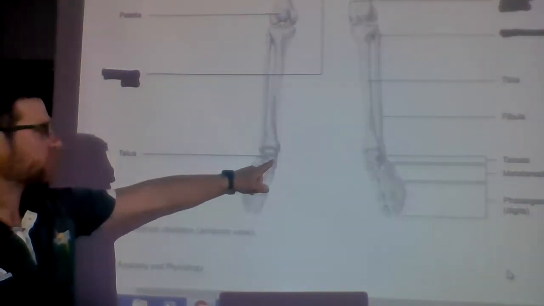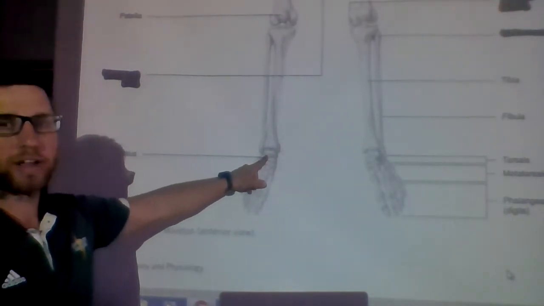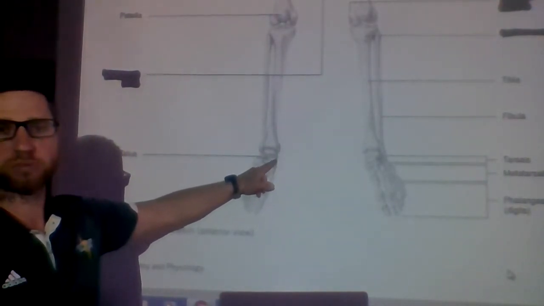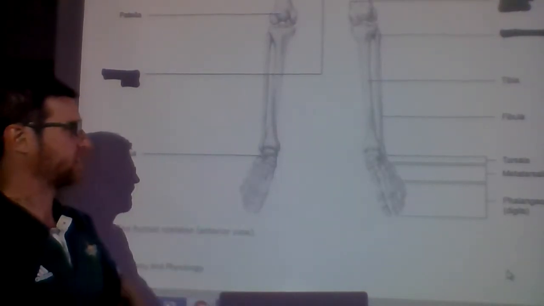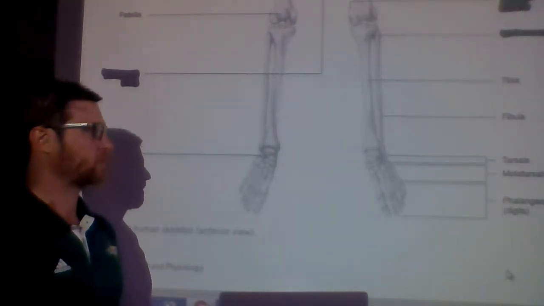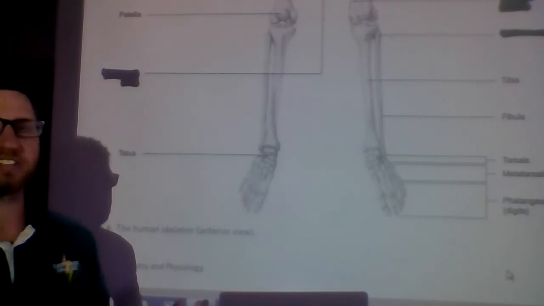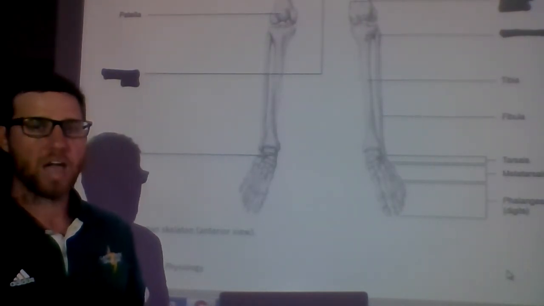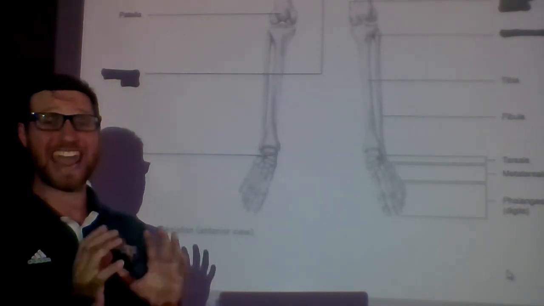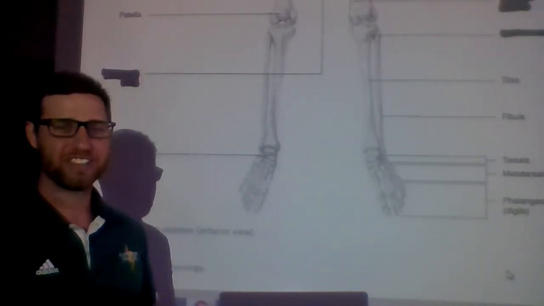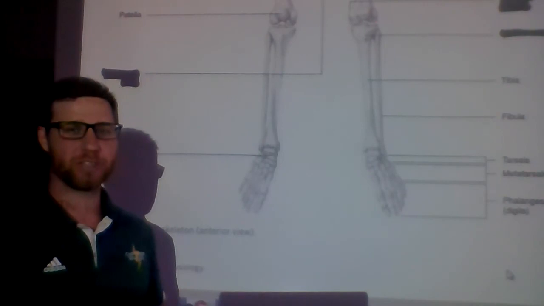The talus here is one of your tarsals. We'll look at that more specifically a little bit later, but it is articulating to your tibia directly. But it is one of your tarsals. It's not a separate bone. So that is the anterior side of the skeletal system, and we'll see you on the posterior side.